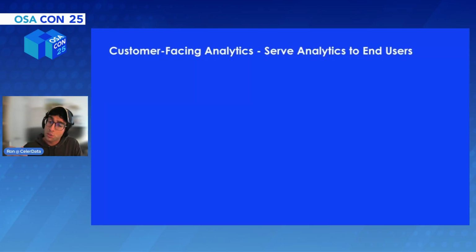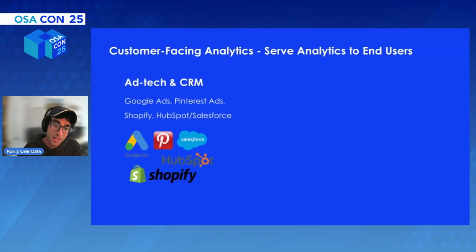So the first place where we see customer analytics pop up a lot is things like ad tech, martech, CRM adjacent platforms. So think like products like Google Ads, Pinterest Ads, Shopify, HubSpot, Salesforce. This is where software kind of allows you to view real-time data about your, whether that be ad campaigns, customer data, engagement patterns, revenue, sales metrics, all sorts of stuff. But really, you as the end user are viewing real-time data about these things.